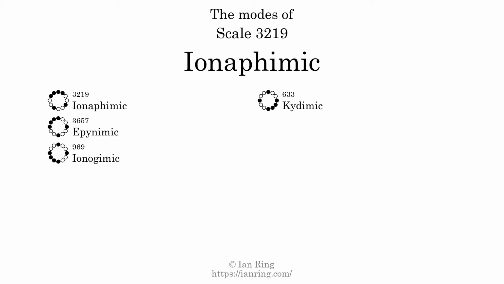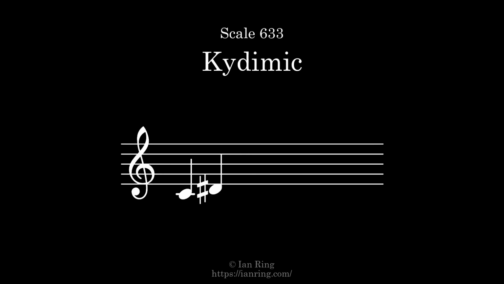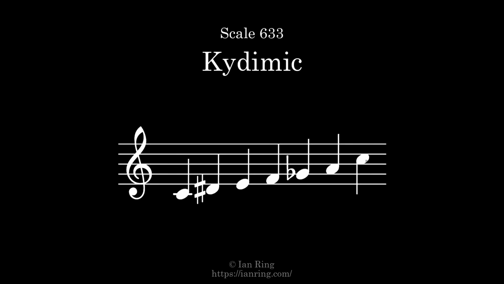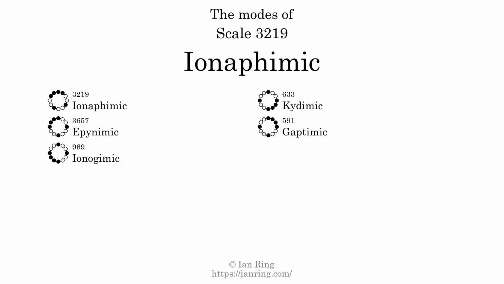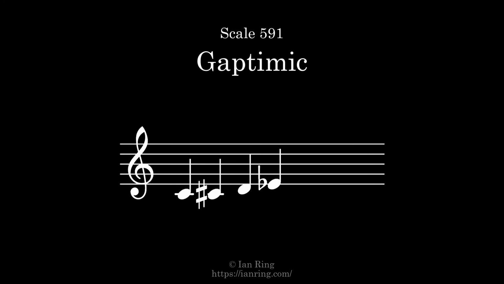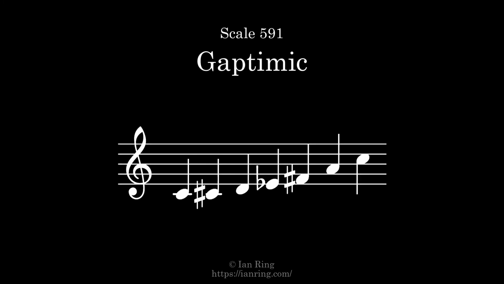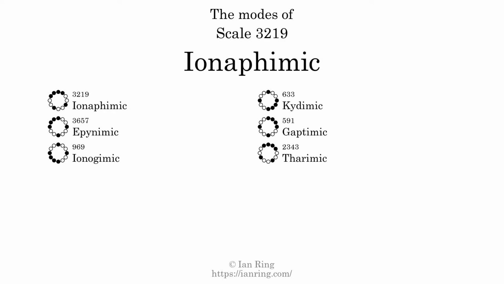The fourth mode is scale 633, also known as hexatonic. It sounds like this. The fifth mode is scale 591, also known as hexatonic. It sounds like this. The sixth and last mode is scale 2343, also known as theoremic. It sounds like this.